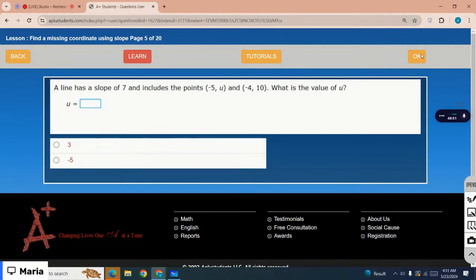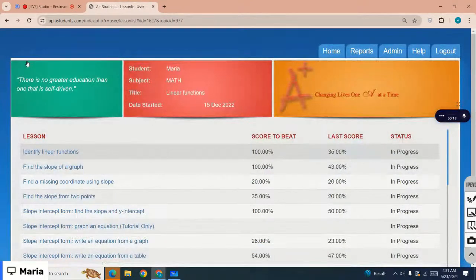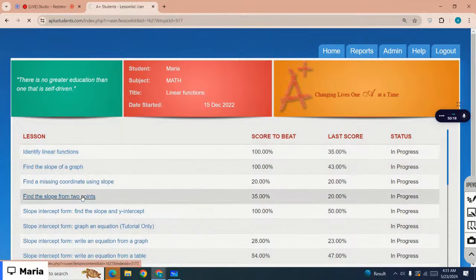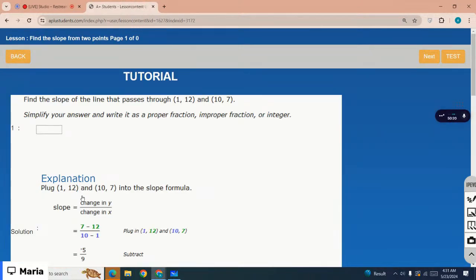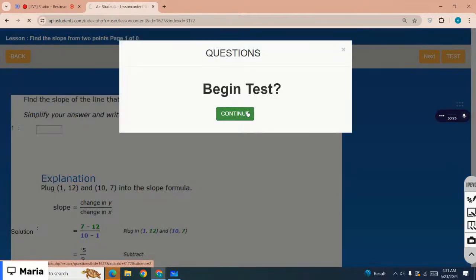Okay, you can complete the lesson by yourself later today. Let me just move on to the next lesson. And the next lesson is find the slope from 2 points. Now you are given the 2 points, you have to calculate the slope. So let's just start with the test questions. You can have a look at the tutorial by yourself.